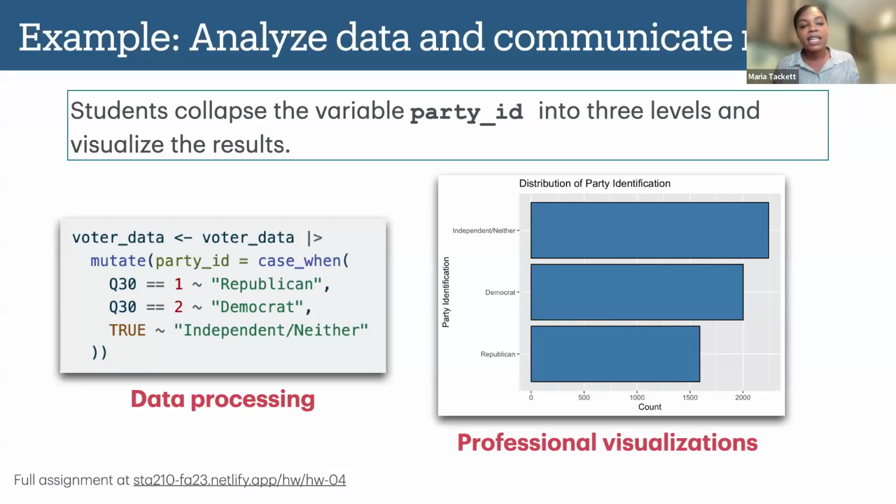So from the beginning of the assignment, I have students do some light data processing and some visualization, mostly just to remind students that this is part of the data analysis process, as opposed to already preparing this for them in advance.